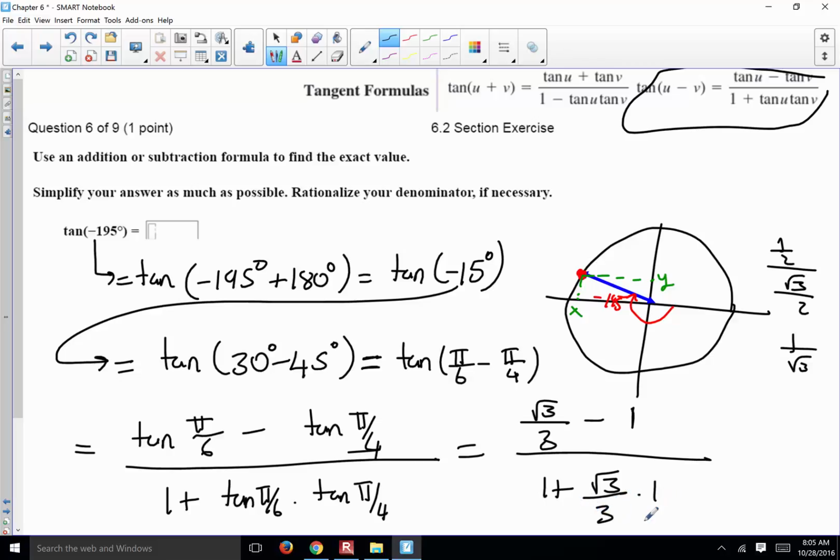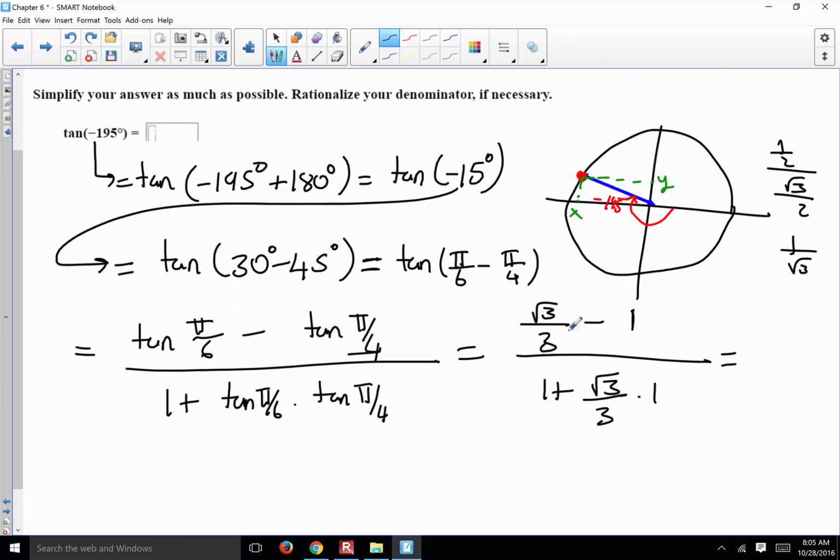Root 3 over 3 and 1. All you need to do is set the common denominators between these two. And this becomes root 3 minus 3 over 3. The bottom becomes 3 plus root 3 over 3. Again, how did I do that? I just set the common denominator like this.